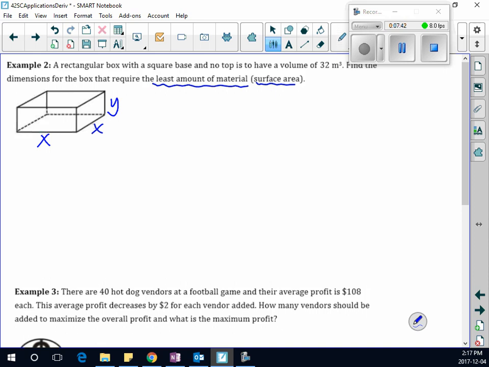With a square base, no top. Can anybody come up with the formula for volume of this box? L squared, X times Y, so that would be X squared Y, yes? And they gave you that the volume was 32, so 32 equals X squared Y.